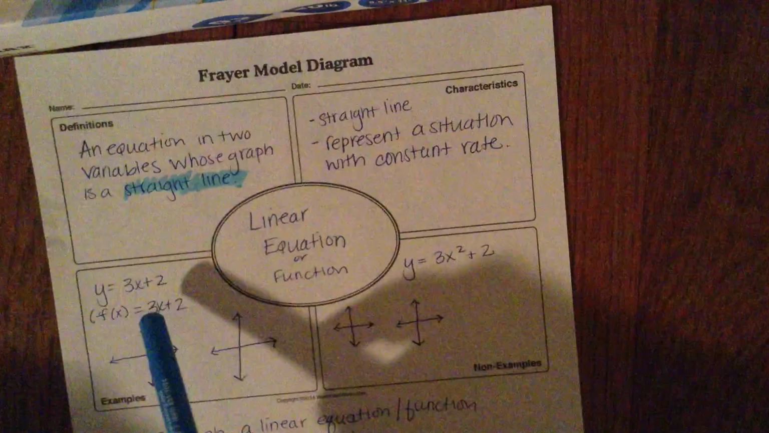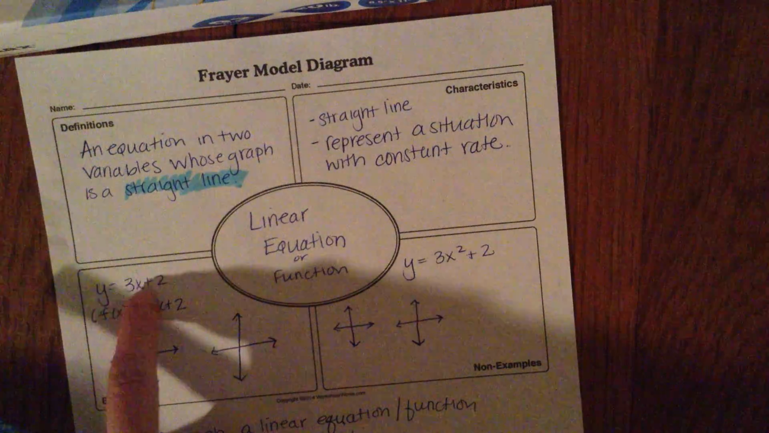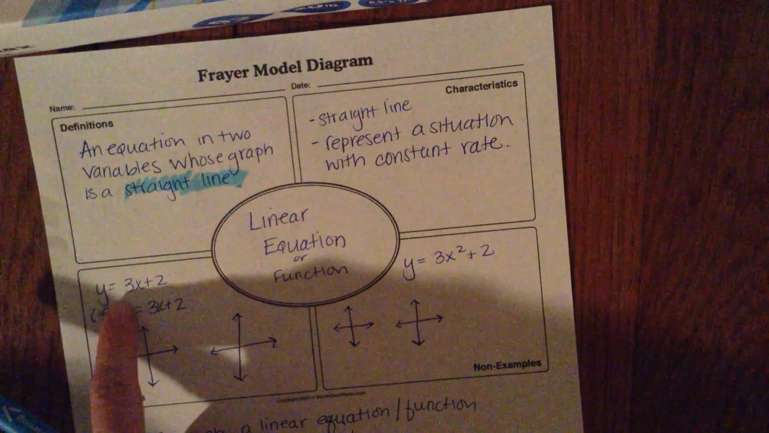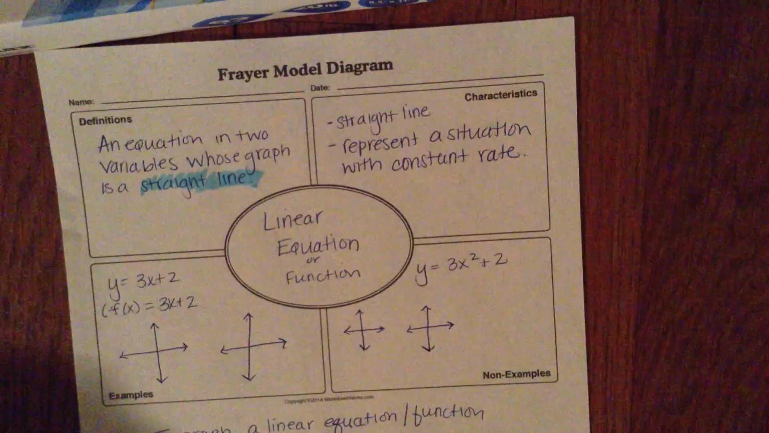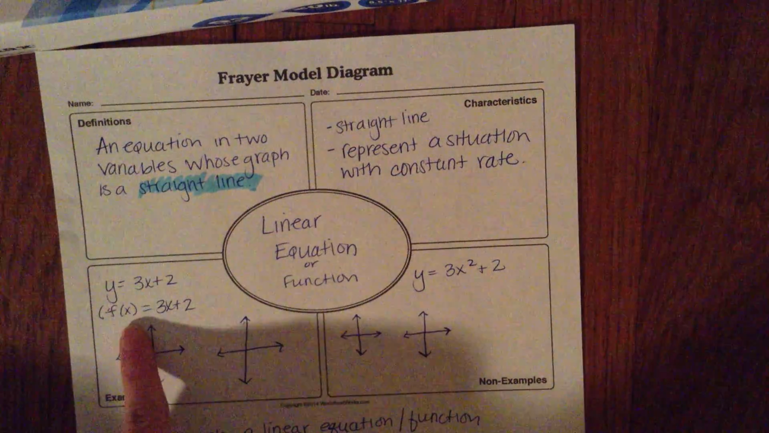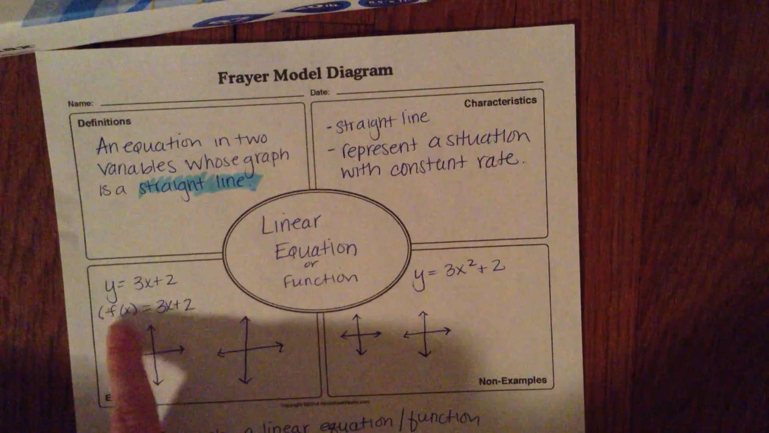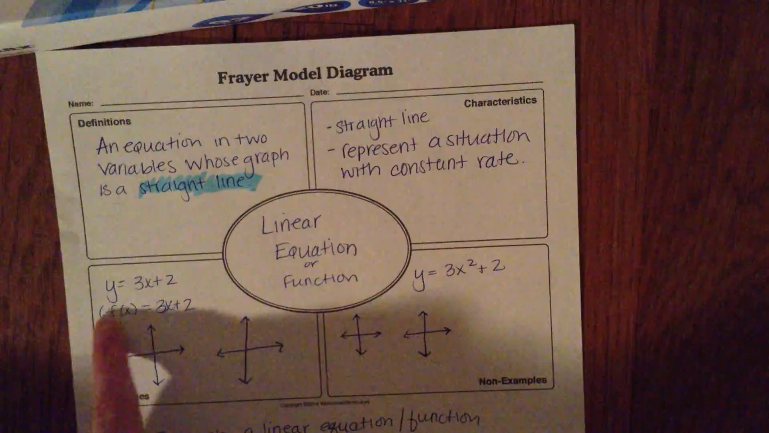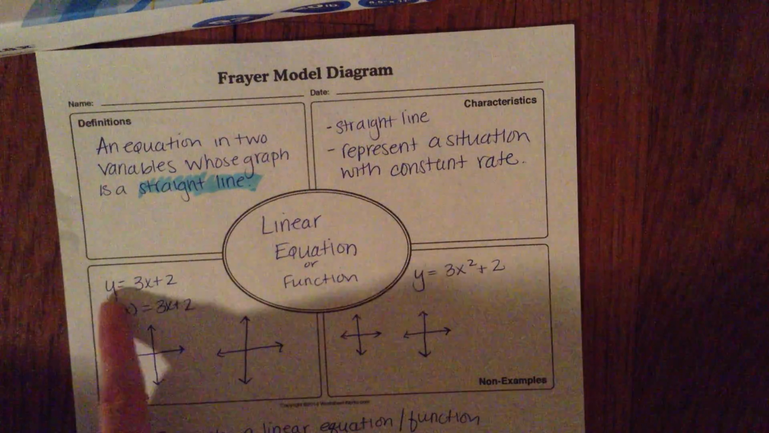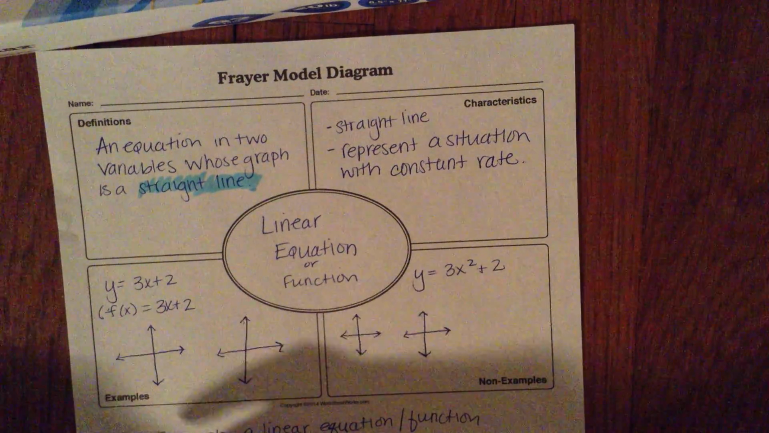Here are some examples of linear equations. y = 3x + 2, and this is called standard form of the linear equation. You also sometimes see it written as f(x) = 3x + 2. This is function notation, but they both mean the same thing.